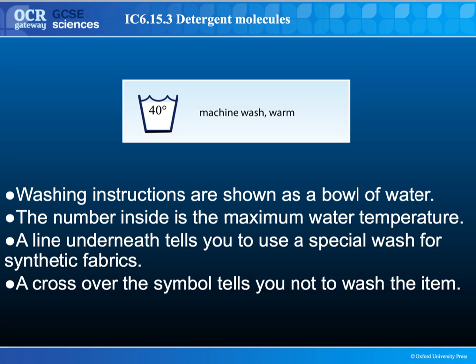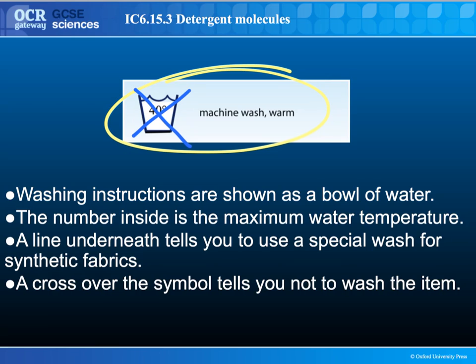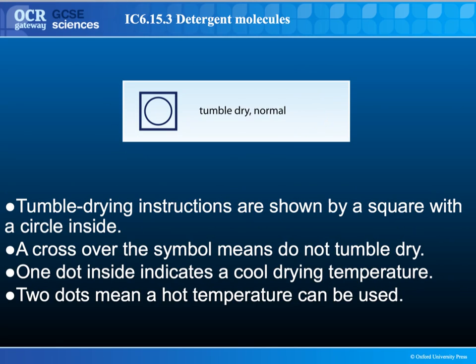First thing, this tells you that you can machine wash it and at what temperature. If there are some hands in the bowl, then hands in the bowl here would indicate hand wash only. If it had a cross going through it, then that would show that it's dry clean only. This is the tumble drying symbol.